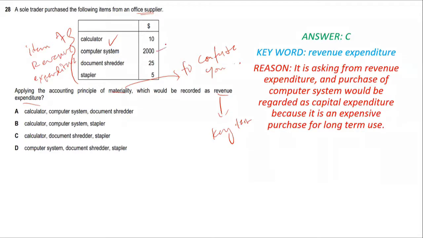Calculator, yeah, revenue expenditure. Computer system, this is a fixed asset purchased for long-term use. Document shredder, this is revenue. Stapler, this is revenue. So you need to search for the option which includes all 3 items: calculator, document shredder, and stapler. A is incorrect. B is incorrect because it includes computer system. C, calculator, document shredder, stapler, yeah, this is correct. D is incorrect because it has computer system. So the correct answer to multiple choice 28 is option C.